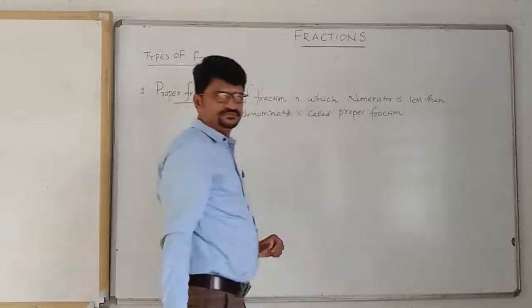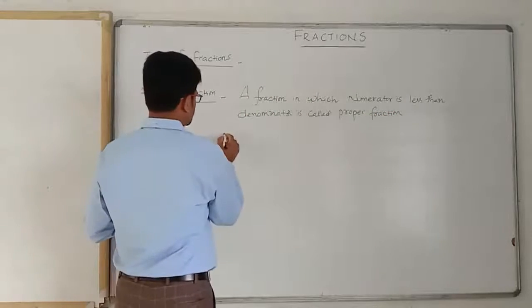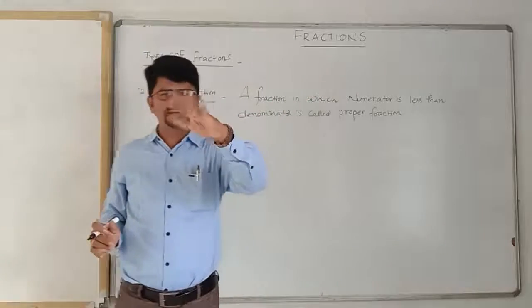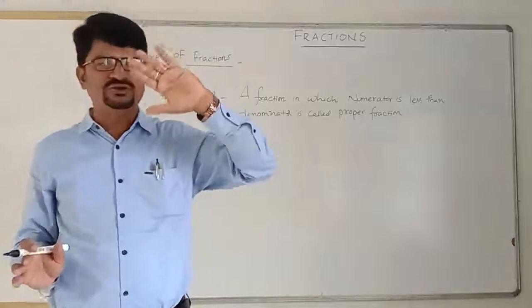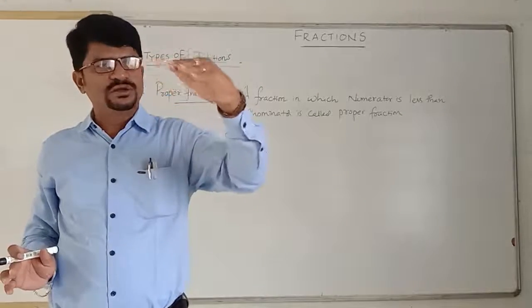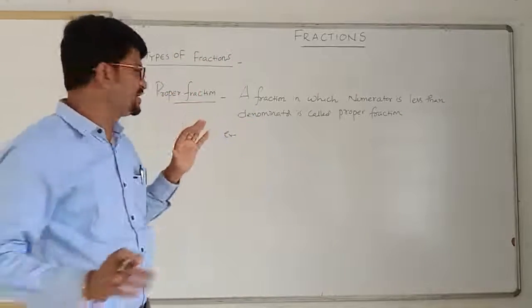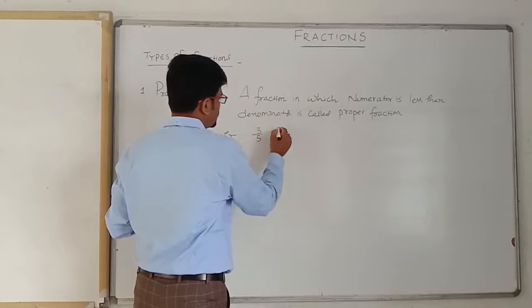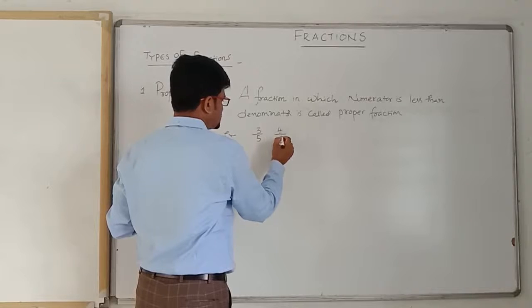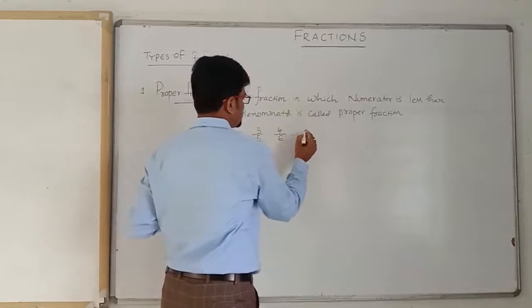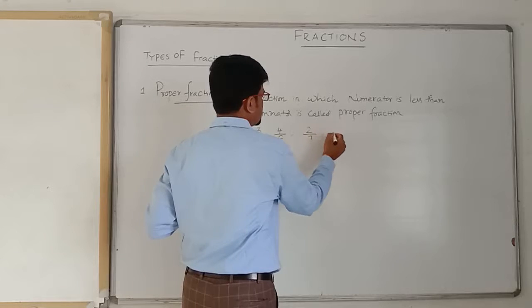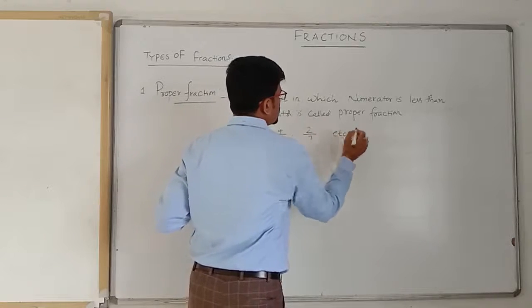Proper fraction. Example: here the numerator must always be less than the denominator. That's all. You must compare numerator and denominator. The numerator is always less than the denominator. Now 3 by 5, 4 by 6, 2 by 7.